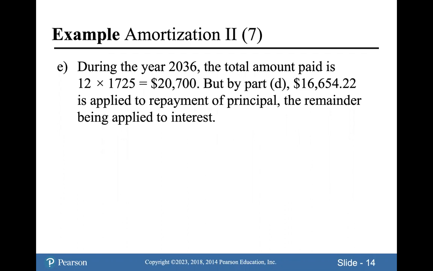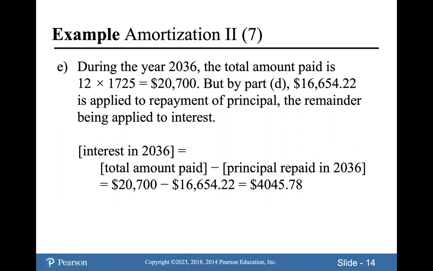During the year 2036, the total amount paid is 12 times 1,725, which is $20,700. But by Part D, $16,654.22 is applied to repayment of principal. And so the remainder is being applied to interest. So that amount is $4,045.78.